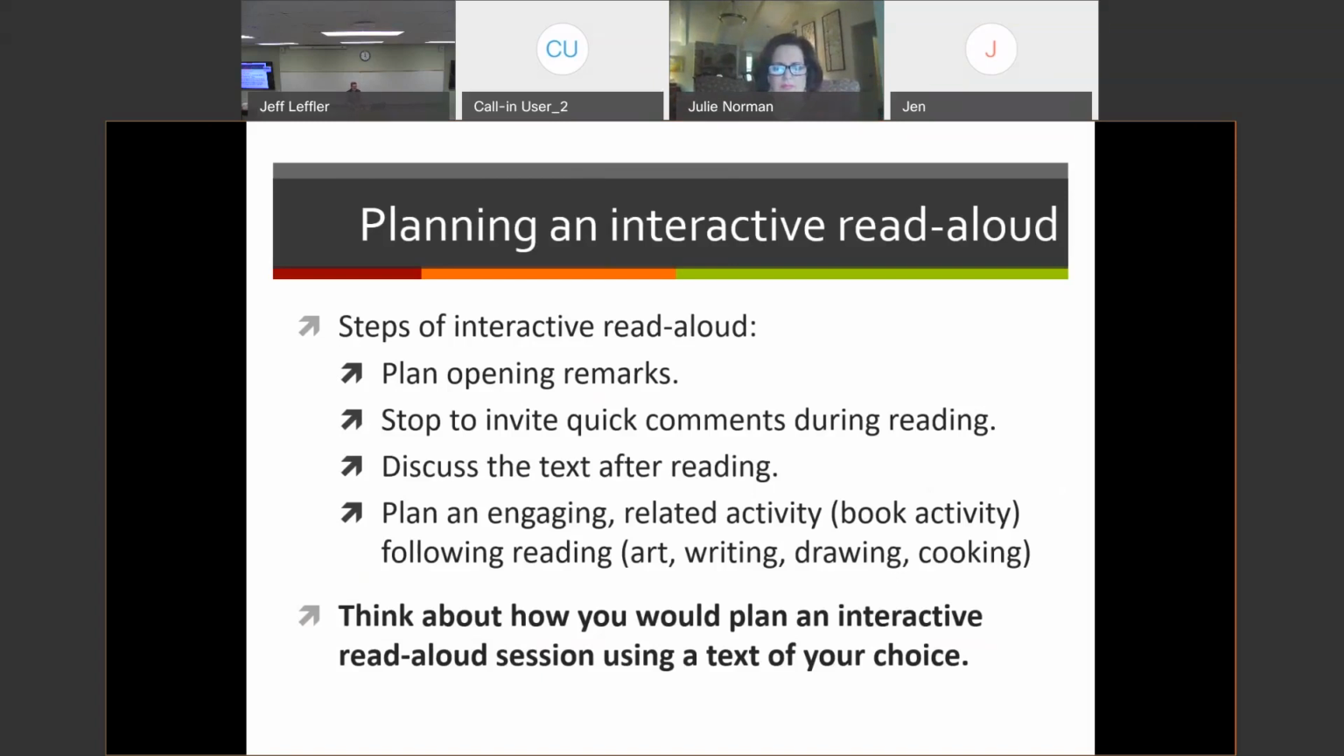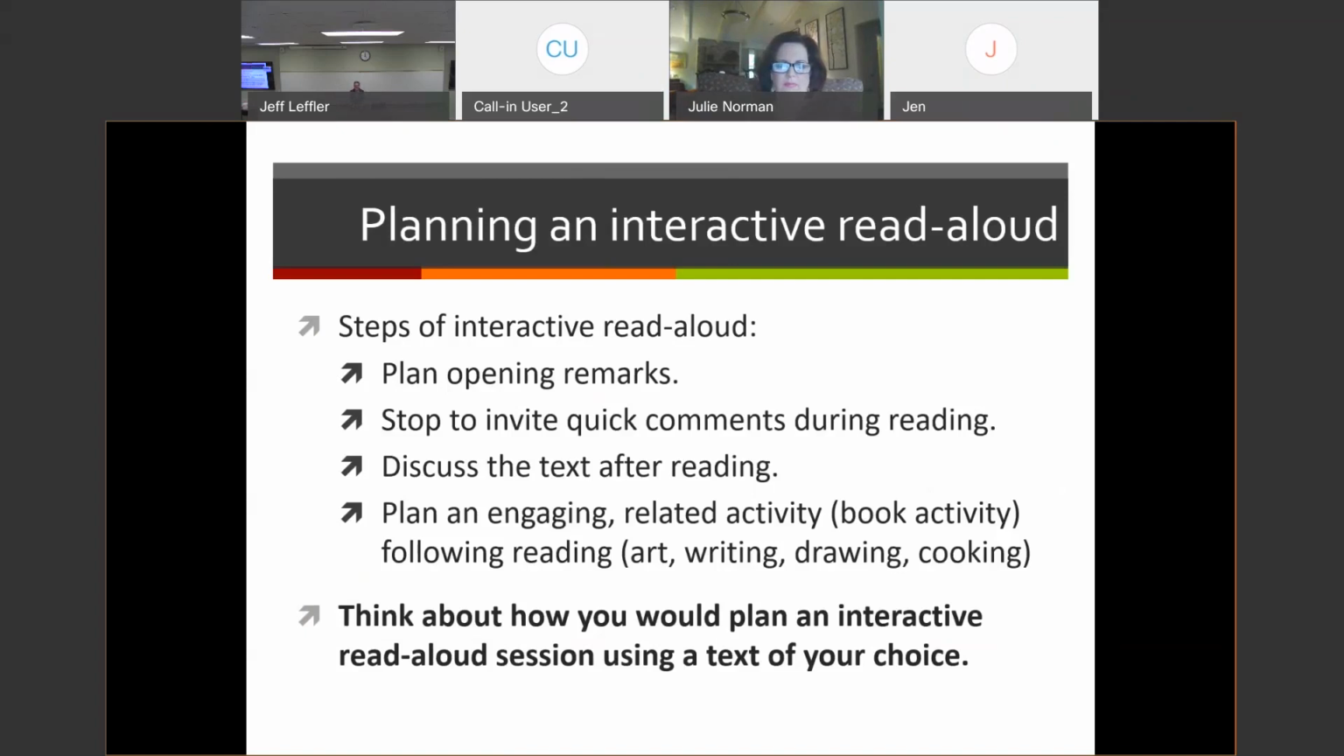And then you'll notice the next step is to plan an engaging related activity following the reading. Like I did with my kids, where they had art supplies that they could use. Let's draw pictures of bears, or let's do whatever, but have something more activity-based that follows the reading.